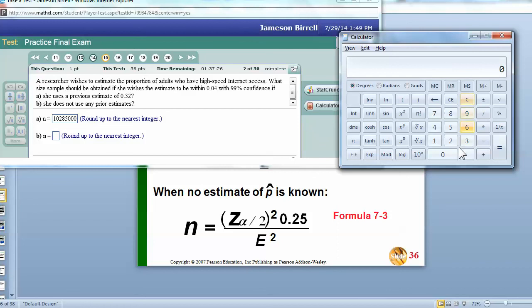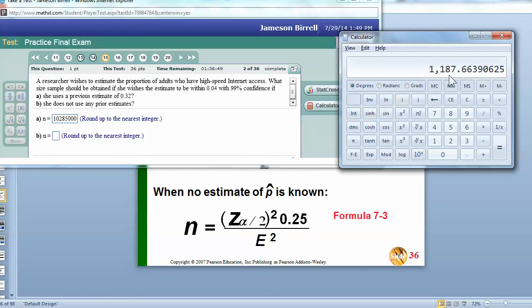Let me try the other one. 2.575 squared multiplied by 25 hundredths divided by... oh, see, yeah, this is looking like it makes more sense to me, because if a national survey can be done with about 1,500 people, what's this thing taking that ridiculous number? I'm going to recalculate the other one.